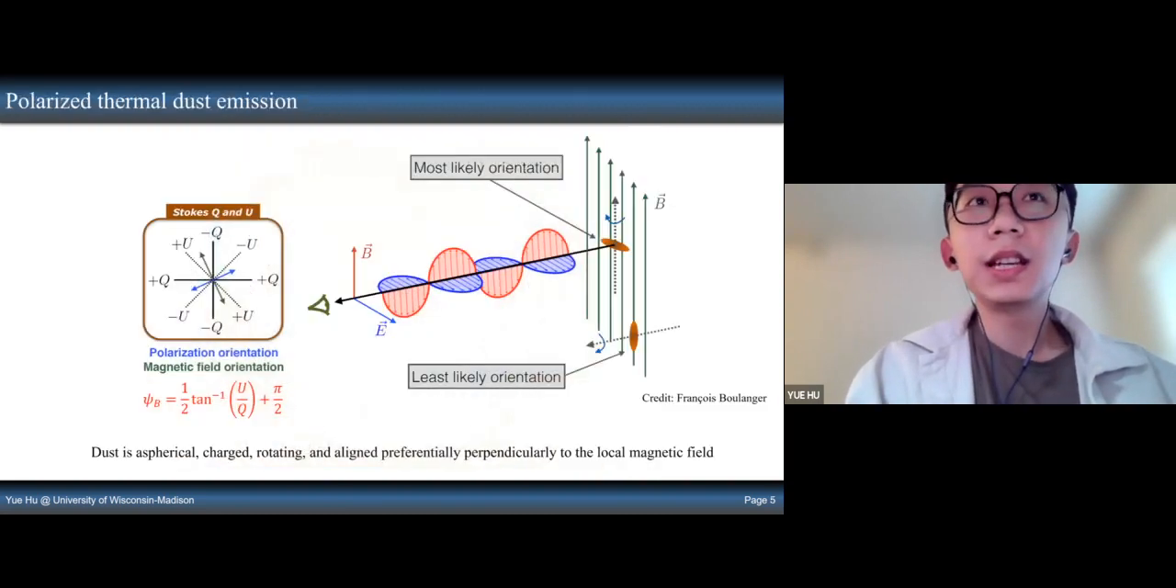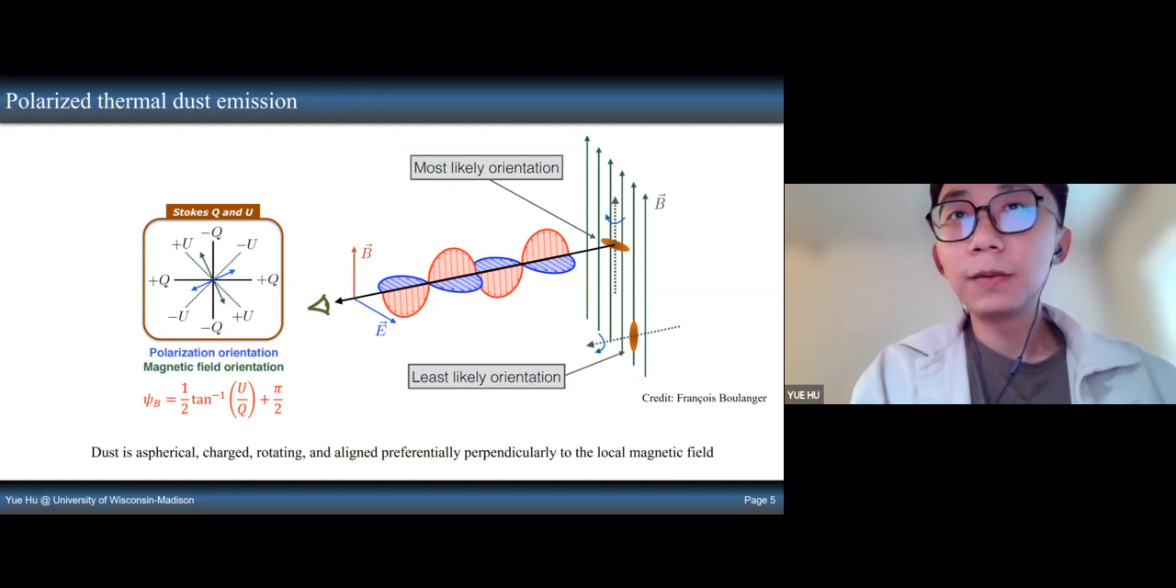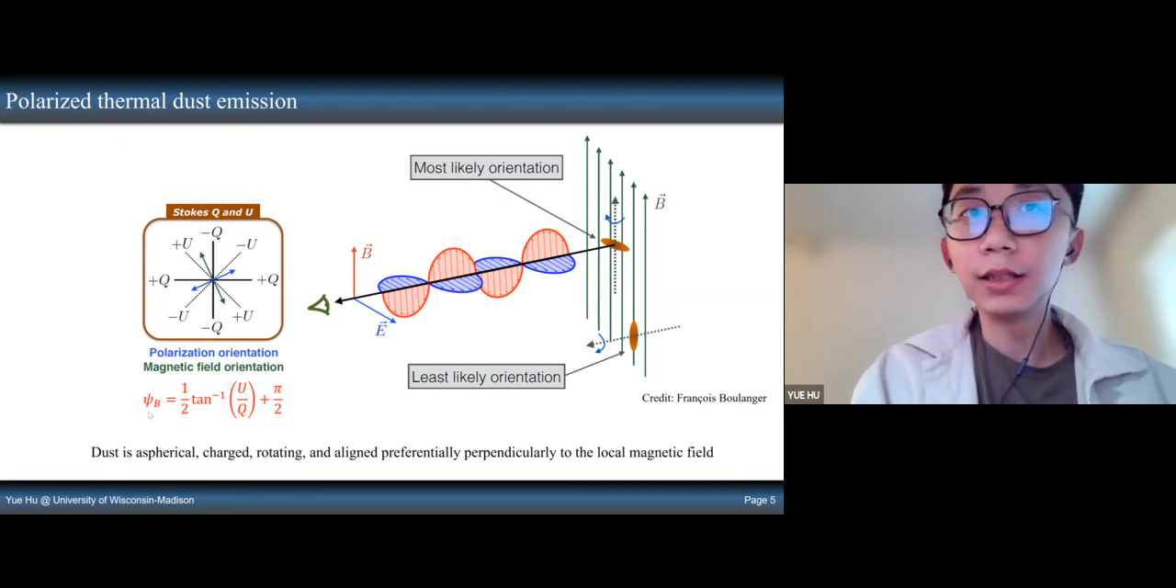So I would like to begin with the basics of dust polarization, using polarization to trace the magnetic field. Dust polarization is very simple, because we have charged dust grains that are essentially rotating in the direction perpendicular to the magnetic field. Such a preferential orientation ensures that the polarization orientation is perpendicular to the magnetic field orientation. Therefore, if we rotate the polarization angle by 90 degrees, we can get the magnetic field orientation. But this is only the two-dimensional magnetic field on the plane of sky.